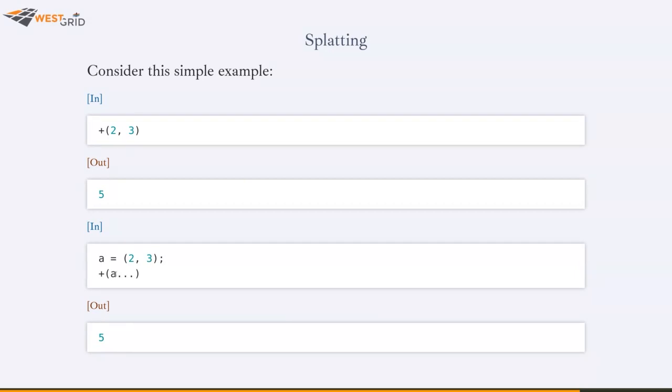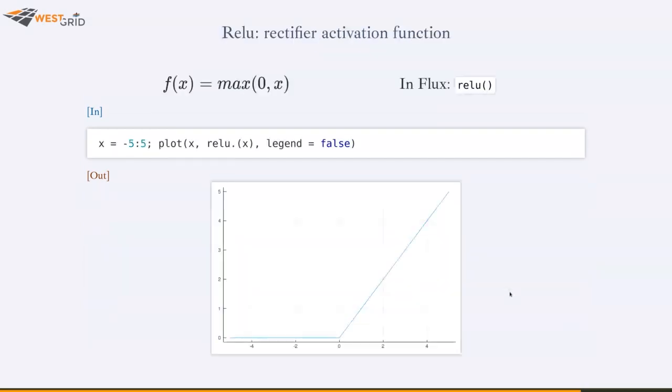So what splatting does basically is it kind of fills in for missing elements. And when you work in a vectorized fashion, which you very often do in machine learning, splatting is extremely convenient. It saves a lot of typing. It's a great little convenience function, and you will encounter it a lot.